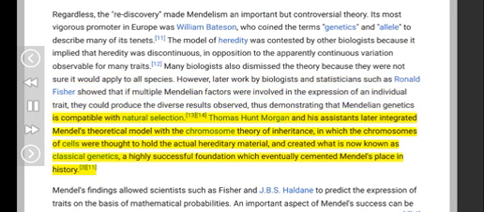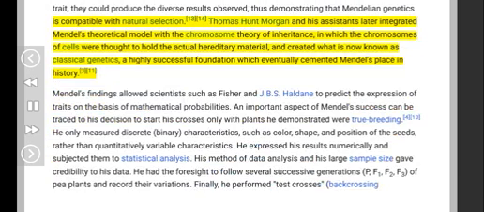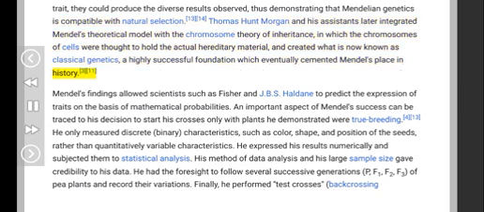Thomas Hunt Morgan and his assistants later integrated Mendel's theoretical model with the chromosome theory of inheritance, in which the chromosomes of cells were thought to hold the actual hereditary material, and created what is now known as classical genetics, a highly successful foundation which eventually cemented Mendel's place in history. Mendel's findings allowed scientists such as Fisher and J.B.S. Haldane to predict the expression of traits on the basis of mathematical probabilities.